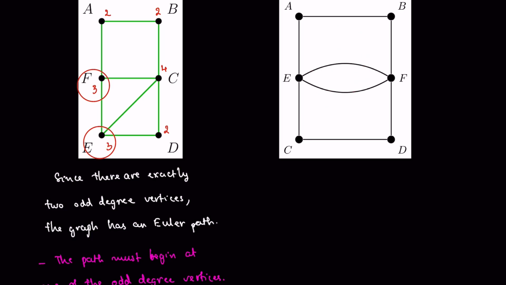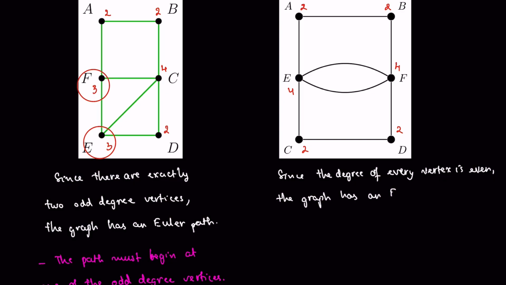Now for this graph, you have an Euler circuit. Why is that the case? Again, we're going to calculate the degree of each vertex. For A, the degree is 2. For B, the degree is also 2. For F, the degree is going to be 1, 2, 3, 4. So 4 edges coming out of F. The degree of D is 2. The degree of C is also 2. And the degree of E is 4. So every vertex in the graph has an even degree. You can say that since the degree of every vertex is even, the graph has an Euler circuit.